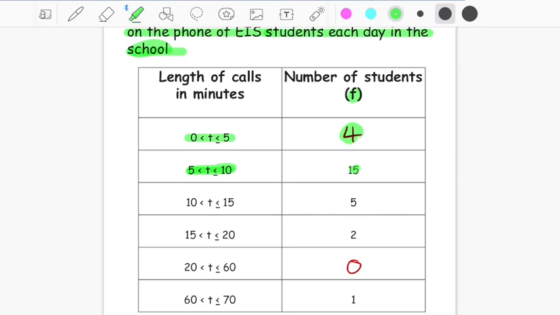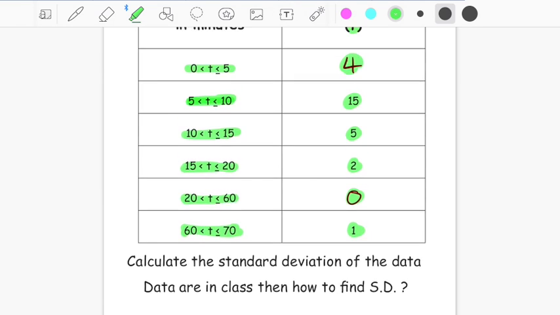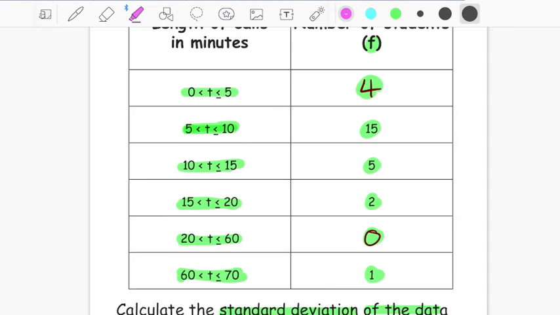5 to 10 minutes, you have 15 students. 10 to 15 minutes, you have 5 students. 15 to 20 minutes, you have 2 students. And then 20 to 60 minutes, 0 students. And 60 to 70 minutes, you have 1 student. So the question is saying, calculate the standard deviation of the data sets. So how do we do it if the data are given in class? This is in class, yeah.